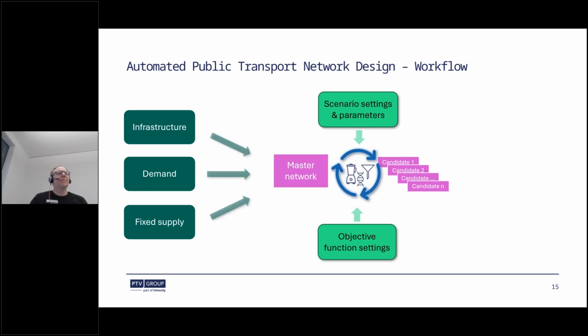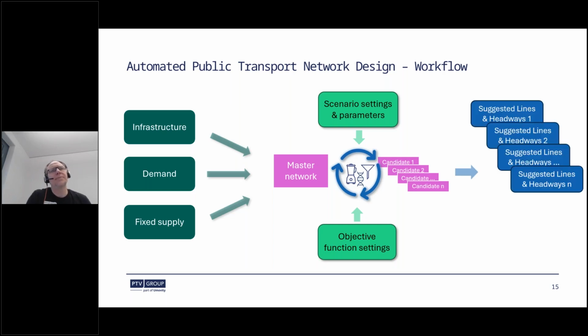And then what happens is that Visum in the back creates what we call a master network. So a very large set of possible lines, public transport lines, which could exist in your network, and then runs a genetic algorithm and a selection algorithm, which based on the objective function selects networks, line selections from this master network, which best fulfill your objective function.